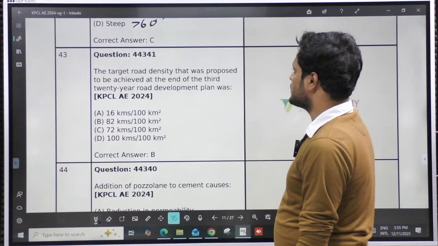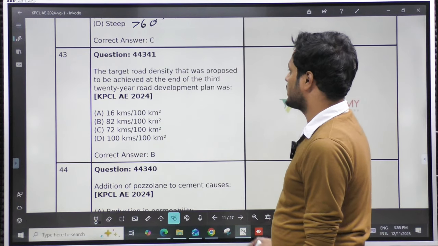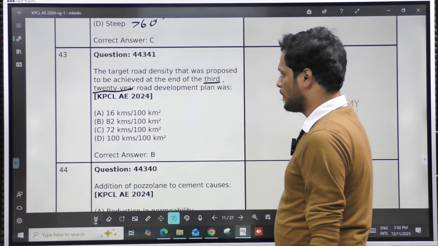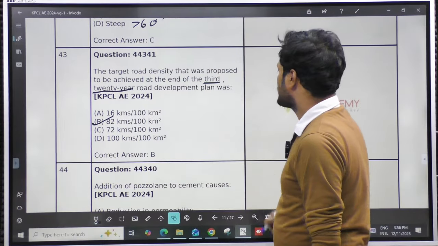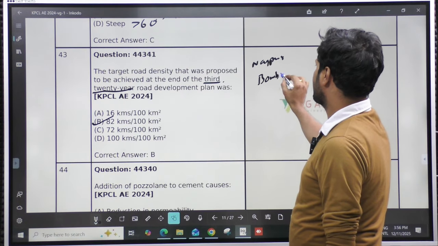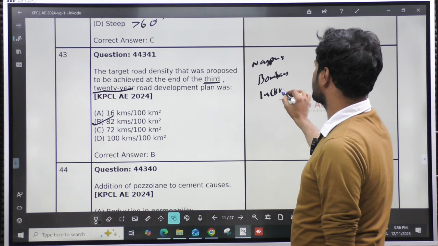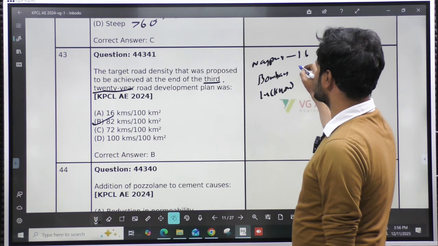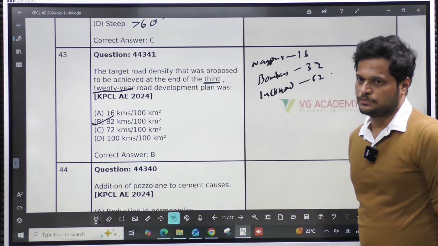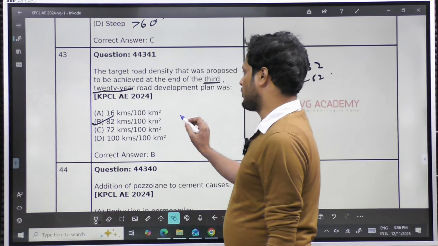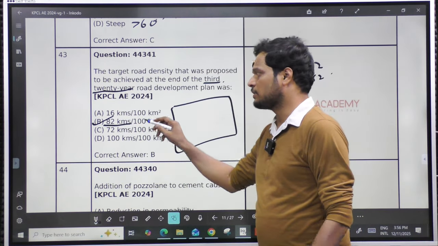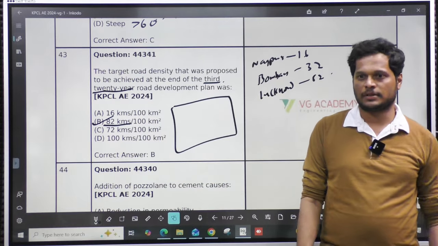Next, the target density proposed to be achieved at the end of the third 20-year plan means the Lucknow plan. For the Lucknow plan it's 82. We have Nagpur, Bombay and Lucknow plans. For Nagpur it's 16, for Bombay it's 32, and for Lucknow it's 82. So for a 100 square kilometer area, 82 kilometers of road length should be established. That was the target.